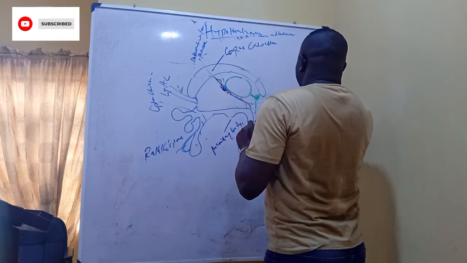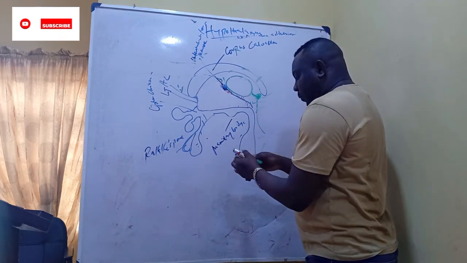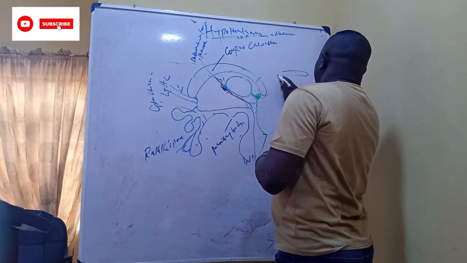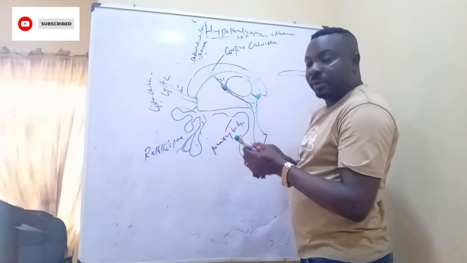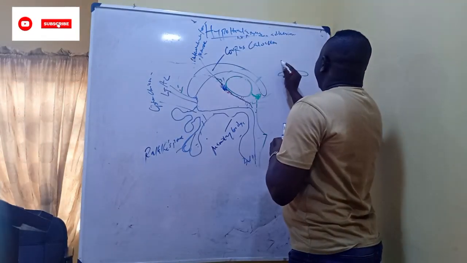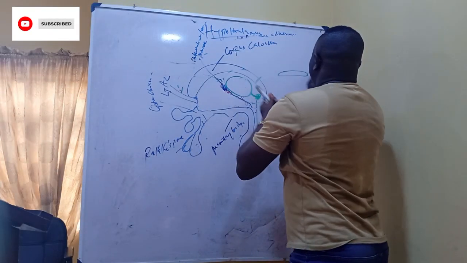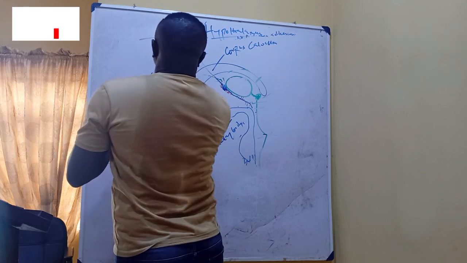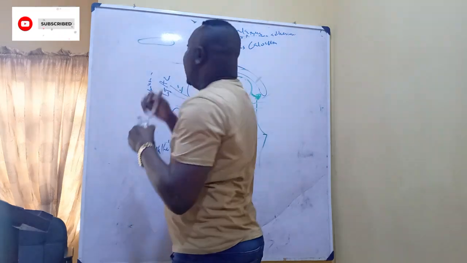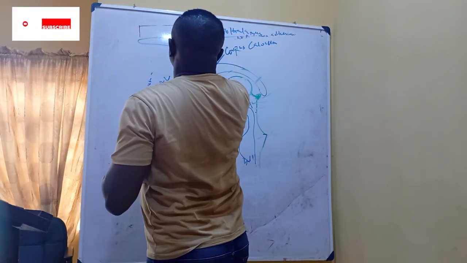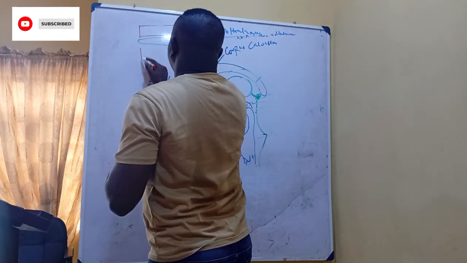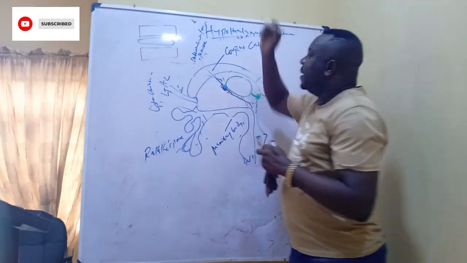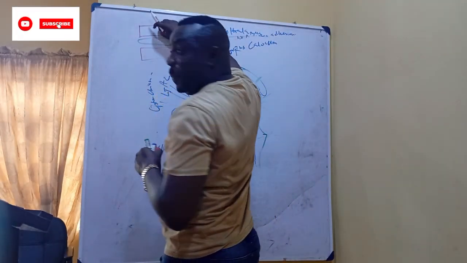Let me draw it here. See, we have the thalamus here, right? Yes, sir. And then we have the hypothalamus, bordering the thalamus. We have another one here, bordering the thalamus, right? Yes, sir. Now this one, this is the hypothalamus, right?